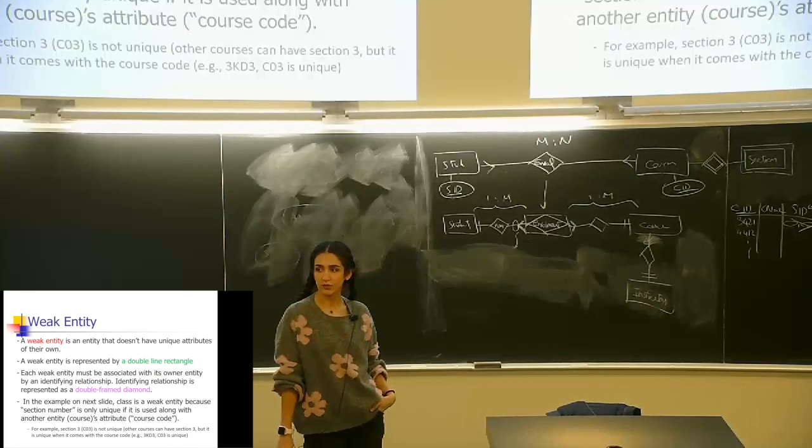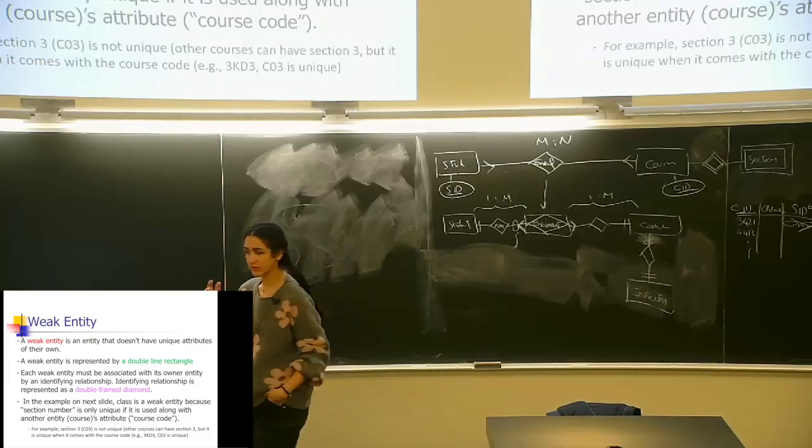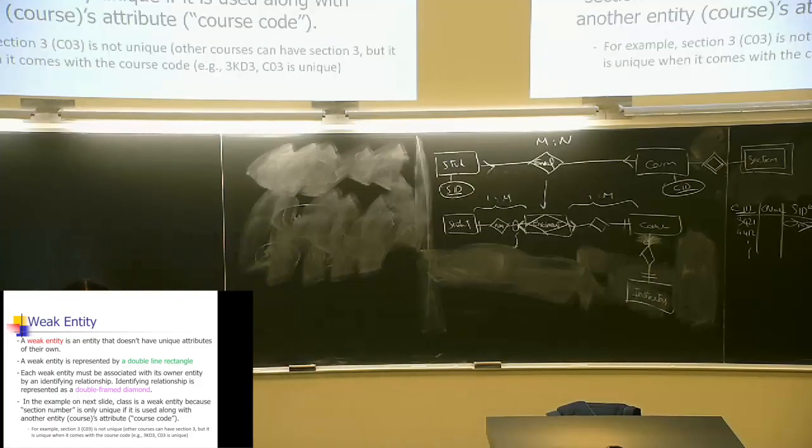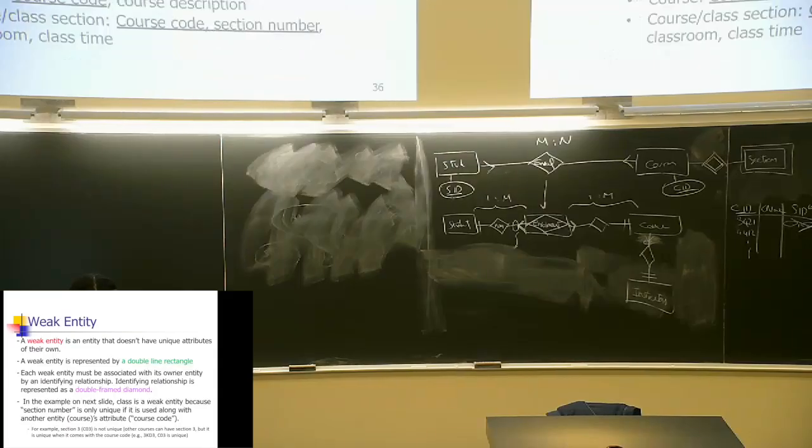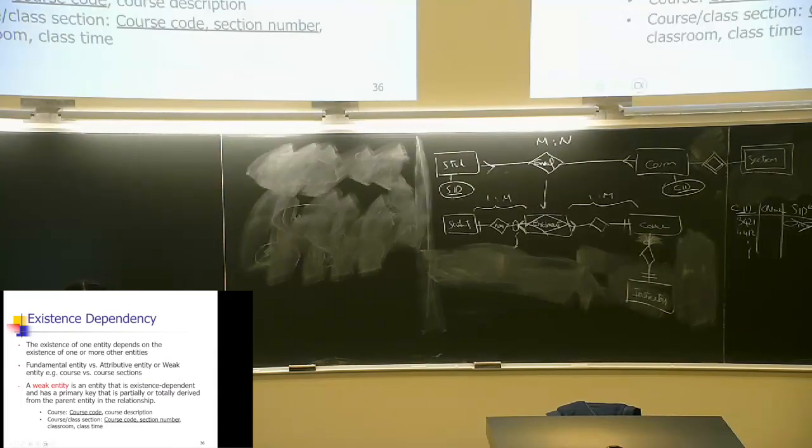Yep, we combine it with the course ID. So together with the primary key of its parent, it forms a primary key. We have more examples of that later. Existence dependency, that I mentioned, means the existence of one entity depends on the existence of one or more other entities. For example, a section cannot exist if there is no course, right? And a weak entity is an entity that is existence dependent and has a primary key that is partially or totally derived from the parent entity in the relationship.